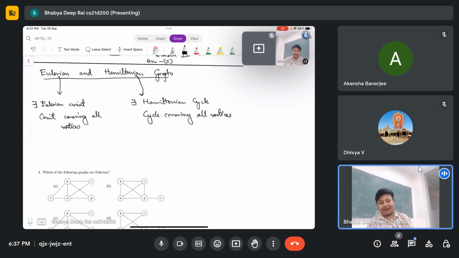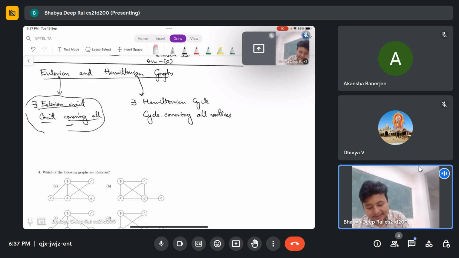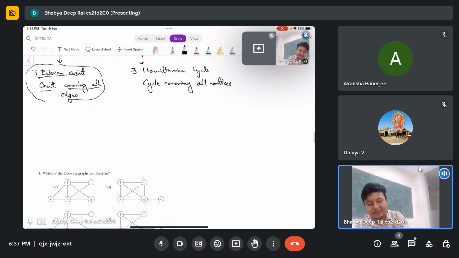Eulerian and Hamiltonian graphs. An Eulerian graph is one which has an Eulerian circuit. Now, what is an Eulerian circuit? It is a circuit covering all, sorry, not vertices, edges. You might have seen it in the lectures, a famous problem called the 7 bridges of Königsberg.